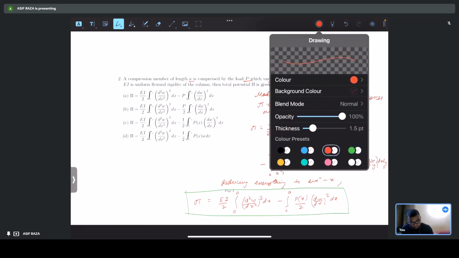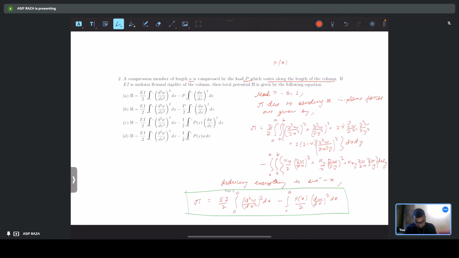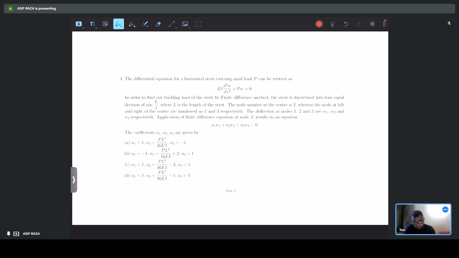So if we compare with all the options, option A won't be there because P is my function of x. Option B, let's see, yes, the first term matches, but the second term also won't be there because P is my function of x. Option C, yes, option C is my correct answer. Option D won't be there because here w would be my derivative, that is, dw by dx whole square. So option C is my correct answer. Now let's move on to the next question.